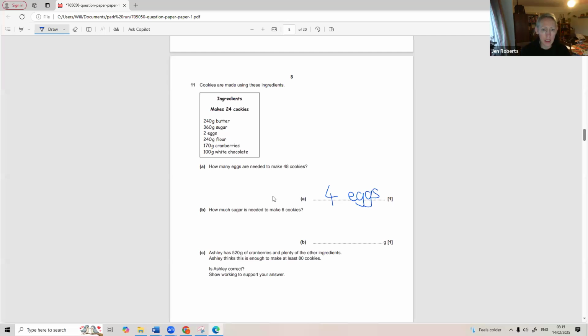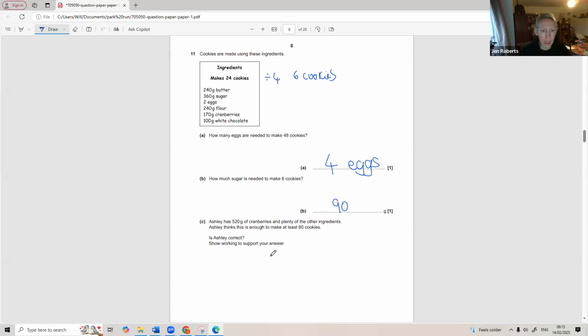Okay, how much sugar is needed to make 6 cookies? Right, how do we make 24 into 6? We divide by 4. How much sugar do we have here? 360 divided by 4 is 90, so 90 grams of sugar.